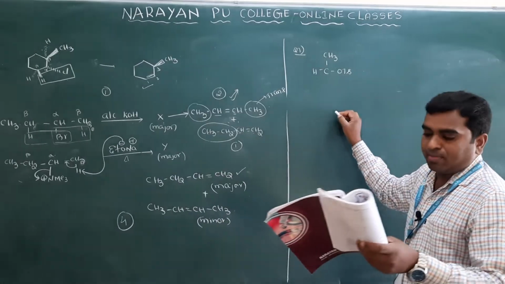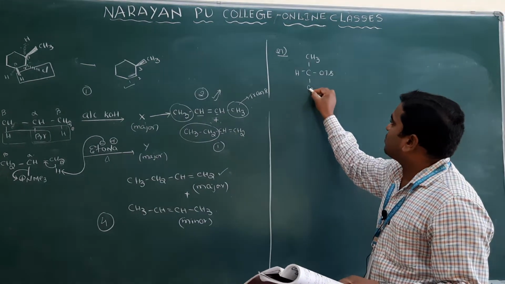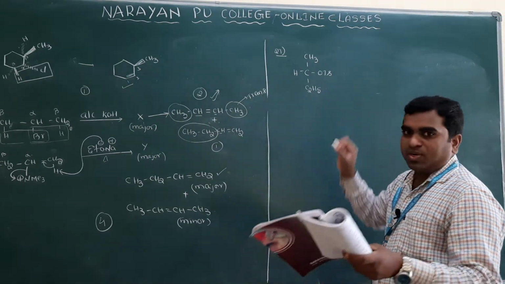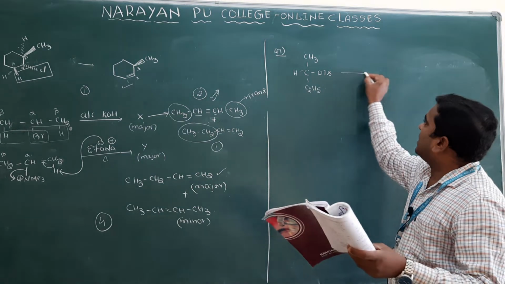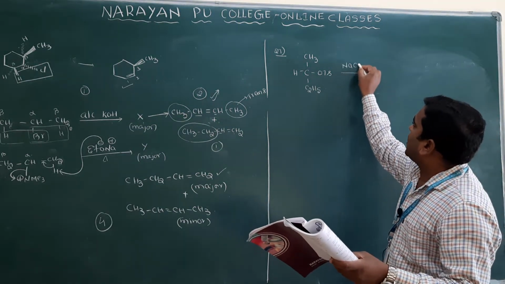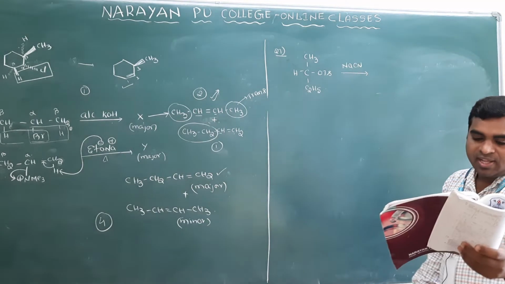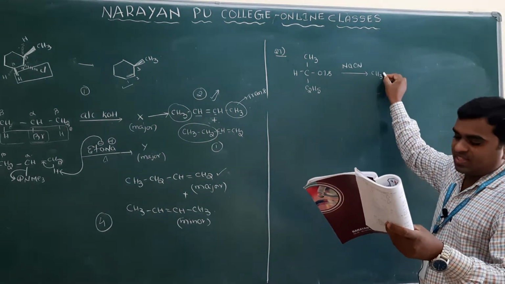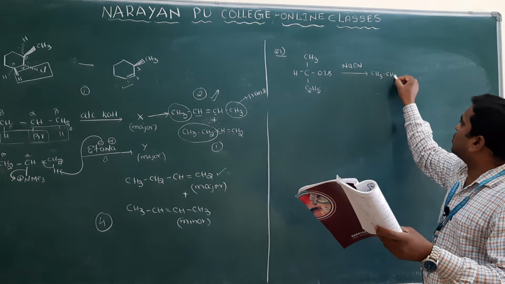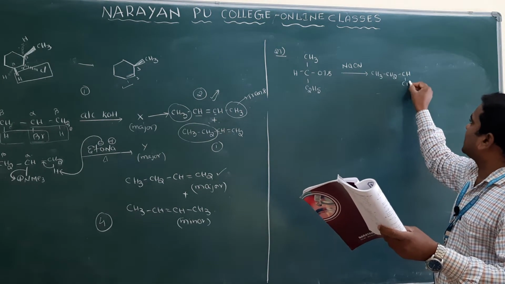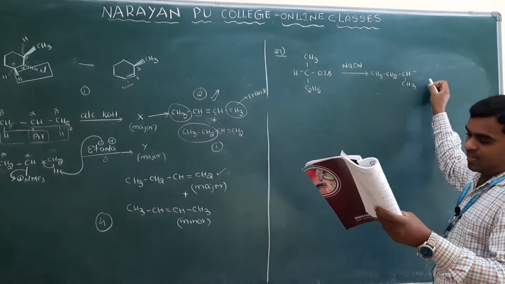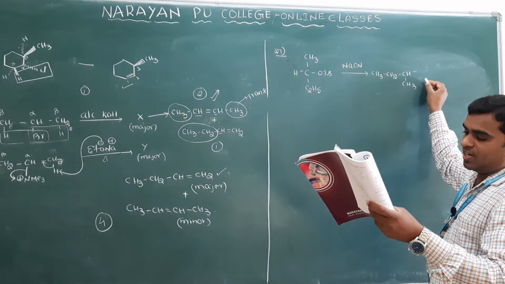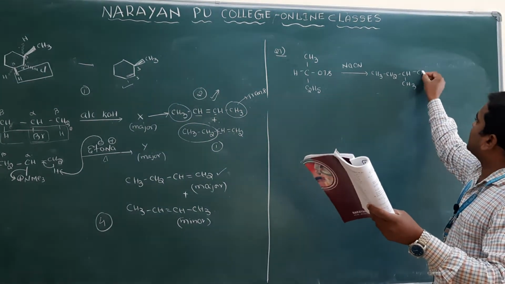CH3, OTs. Clear? And here C2H5. Then they have mentioned sodium cyanide. Clear? Sodium cyanide. Then they have given CH3, CH2, CH3, and you are getting CN here. This is CN.